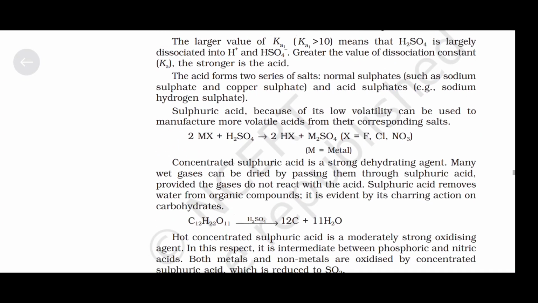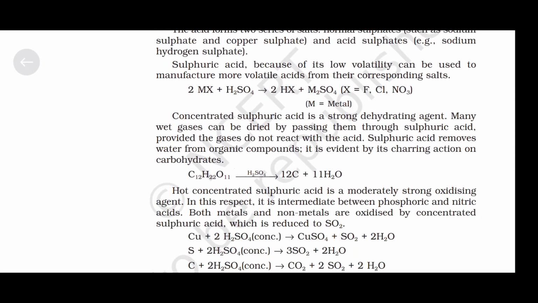Concentrated sulfuric acid is a strong dehydrating agent. Many wet gases can be dried by passing through sulfuric acid, provided the gases do not react with the acid. Sulfuric acid removes water from organic compounds. It is evident by its charring action on carbohydrates. C12H22O11 in presence of H2SO4 will give 12 carbon plus water released.